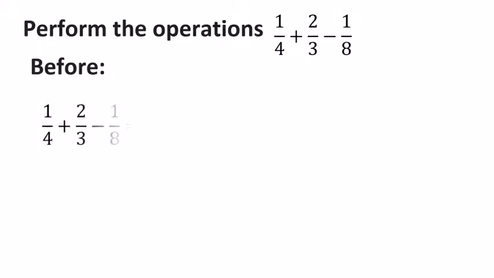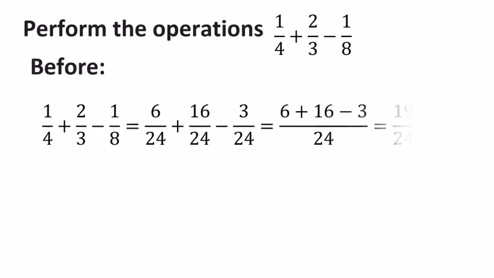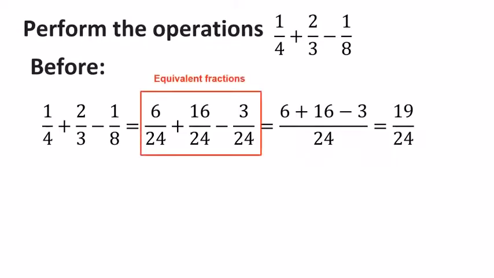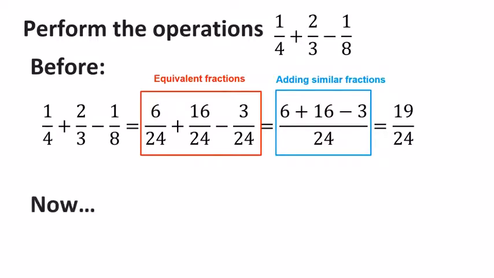So perform the operations: 1/4 plus 2/3 minus 1/8. Before, we have to compute it like this. We need to express each fraction to its equivalent so that they have the same denominators. We can copy the denominator and combine the numerators, and we have 19/24. Now, to do the operations, we can simply use your calculator.